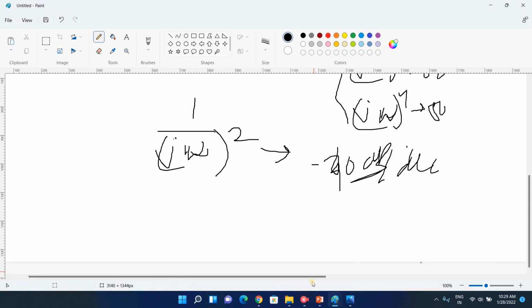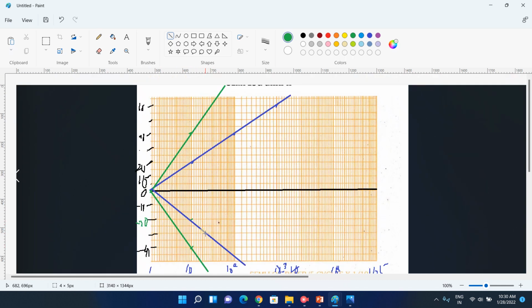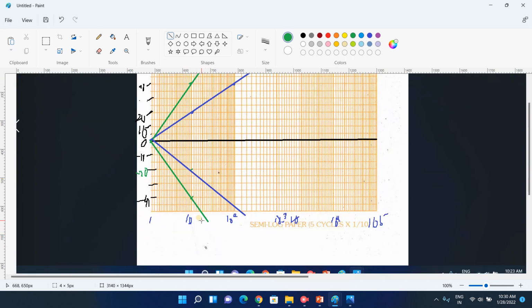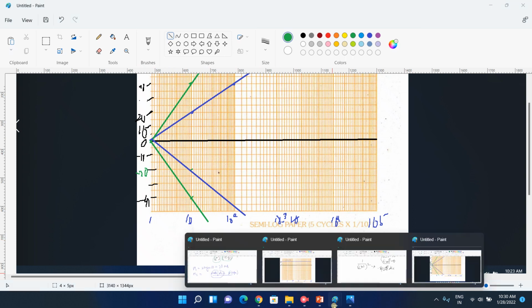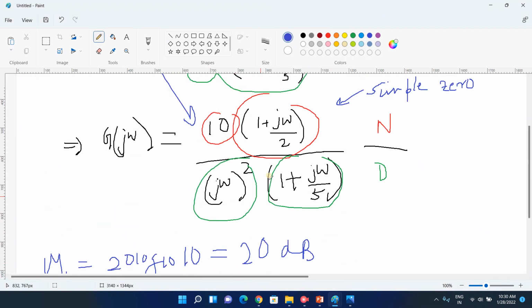Okay, for a pole at the origin. So for 1 by s square, that means 1 by j omega square, it is two poles at the origin. The slope will be -40 dB per decade. That means this is 0, this is 40, so you will cut over here and join the line. Same thing: -60 if it is s cube, and -80 for the fourth power.